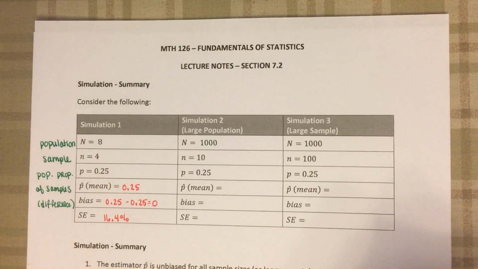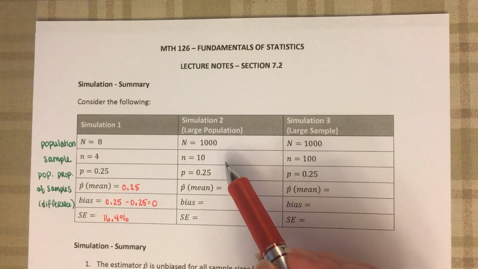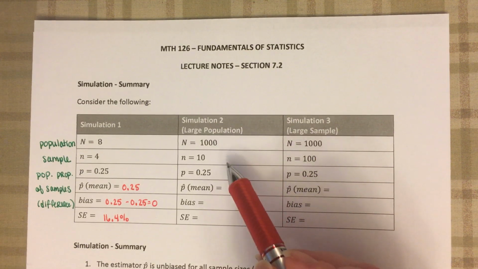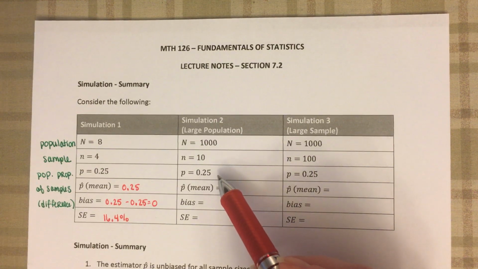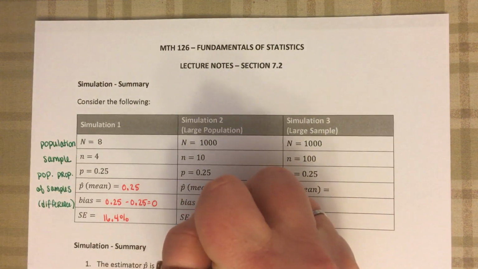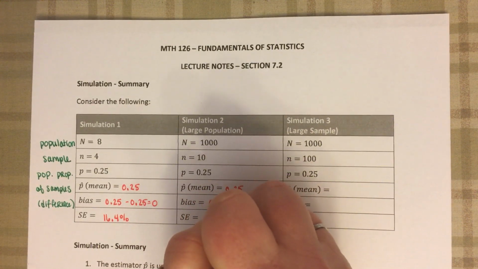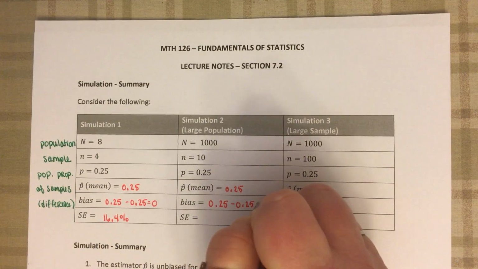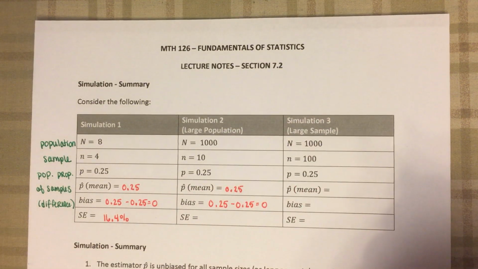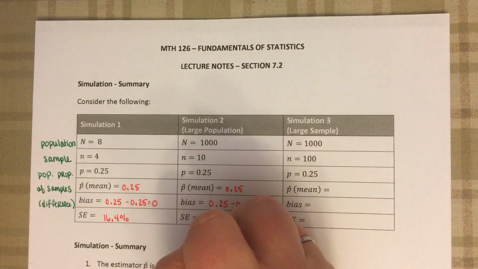In our second simulation, we increased our population size by a lot, and our sample size by a little. So we had a population of 1,000, a sample size of 10, and our population proportion was still 0.25. Our mean was still 0.25, and we said that this was still unbiased because these two values were exactly the same. Our standard error in the second one was 13.6%.